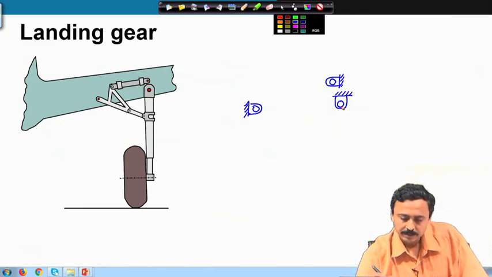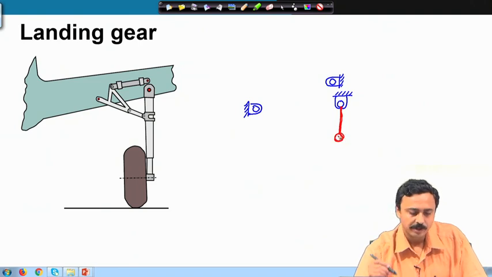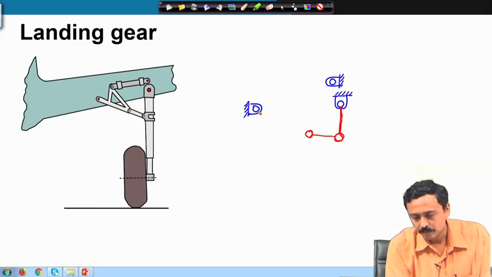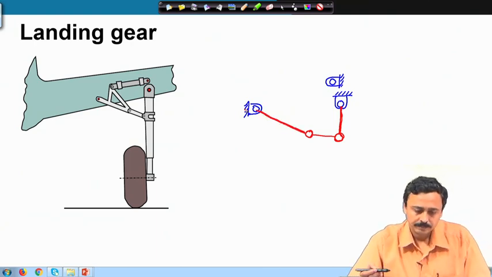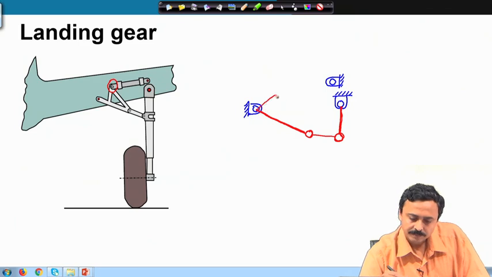Let me start drawing the links now. This link carries the wheel, which is having a hinge at this point. It is connected to this coupling link to another link connecting the ground. Now, this link which connects to the ground has another hinge, as you can see here. So, this is one rigid body and it has a hinge at this point.